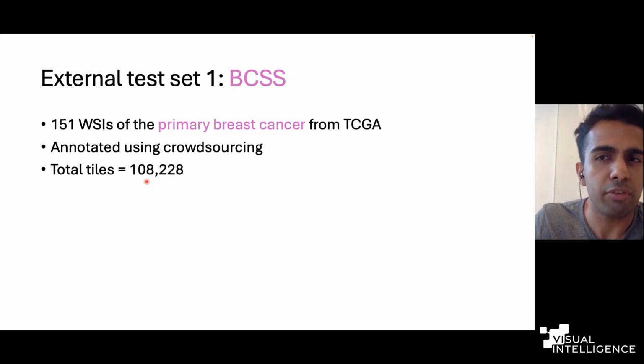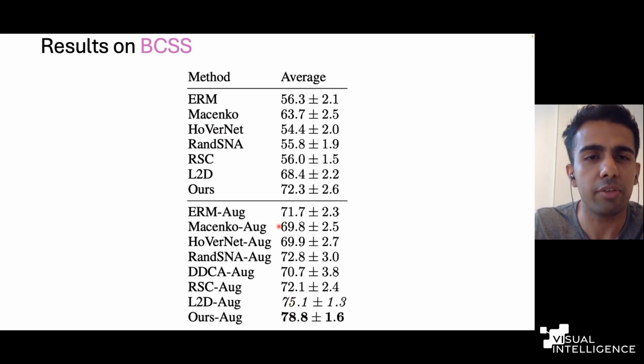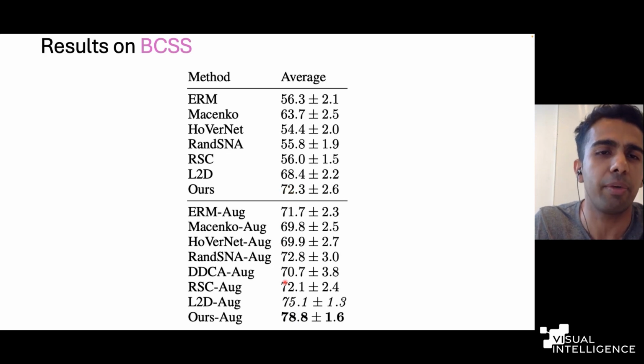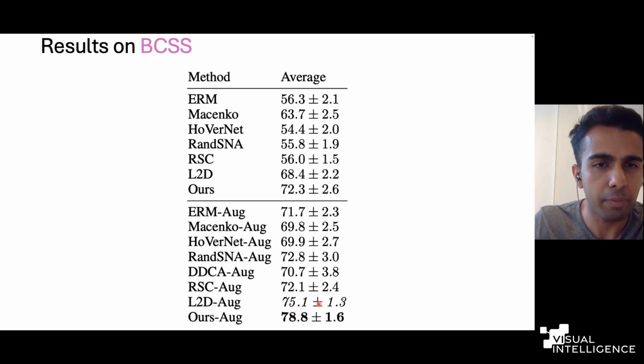So quite a bit of tiles to test on. And if you see the accuracy here, we see the same effect. Accuracy goes down from 91 to 78, which is expected because the tissue is completely different. But you see the difference here still. So our method, even without augmentation, is still pretty good for a model that would generalize from lymph node to breast cancer, close to the second best method.